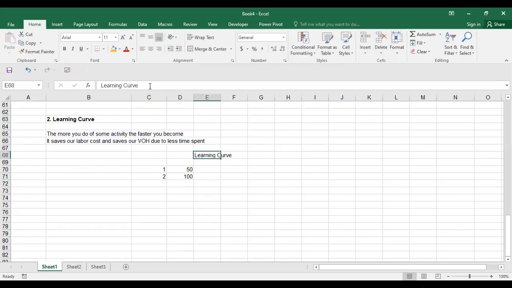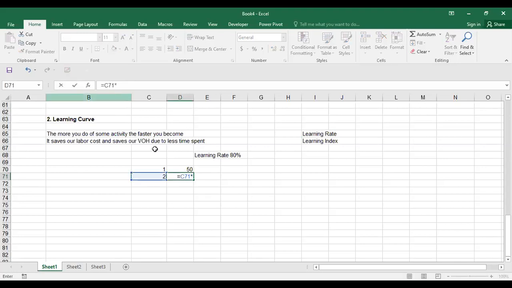But if I tell you that your learning curve, or your learning rate, now there are words which I'm going to introduce here, is 80%. There are 2 things: one is called learning rate and one is called learning index. I'm going to show you what that means. These are 2 different things. If your learning rate is 80%, you just have to take 2 multiplied by 50, which is 100, times 0.8. So 2 units are taking 80 hours in total. So this is my total time.